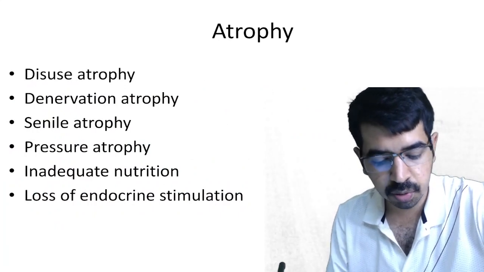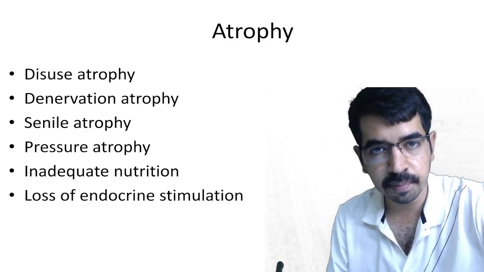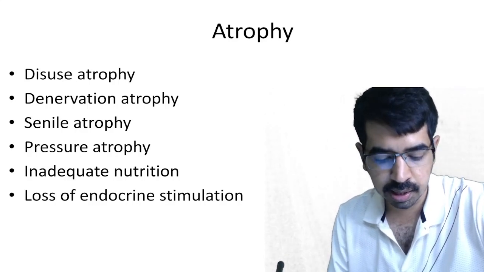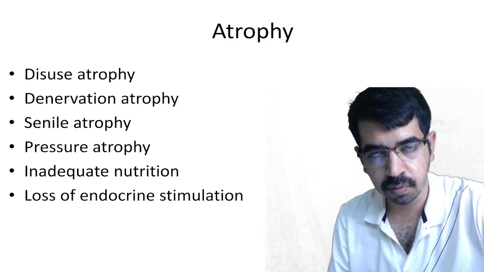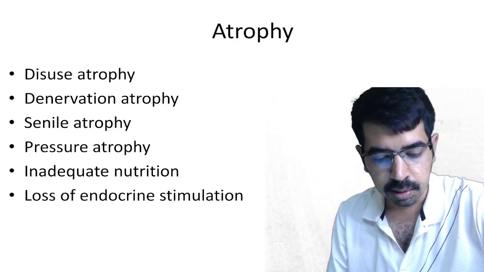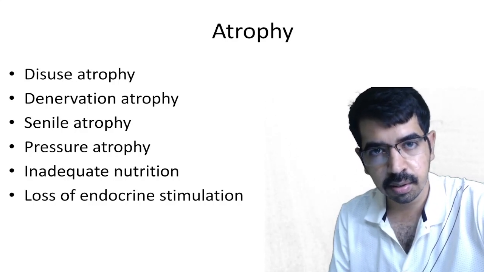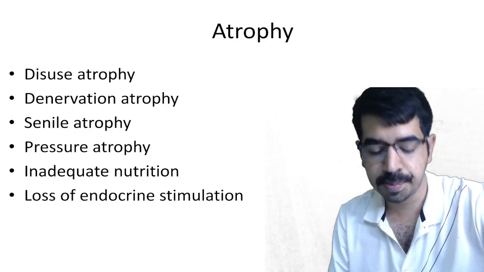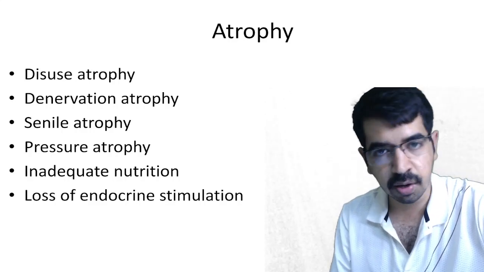Atrophy can be disuse atrophy. If a limb is immobilized in a plaster cast for a long time, disuse atrophy can occur. Then denervation atrophy, loss of nerve supply. Senile atrophy, atrophy of the brain occurring in aged persons. Then pressure atrophy: with compression for a long time, the blood supply is compromised and pressure atrophy can occur.